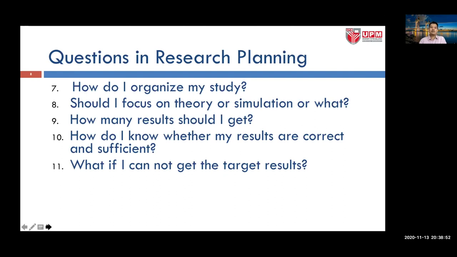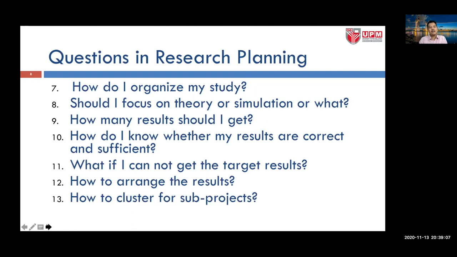Let's say you start with one aim or a few objectives, and suddenly halfway through your study, you still cannot get your result. What do you need to do? And how do you arrange these results when you have already obtained them? And probably another question: how to cluster sub-projects? These are among the questions. The questions that I throw out here are not limited to these. There are so many other questions that will come out whenever you want to embark on a research journey.